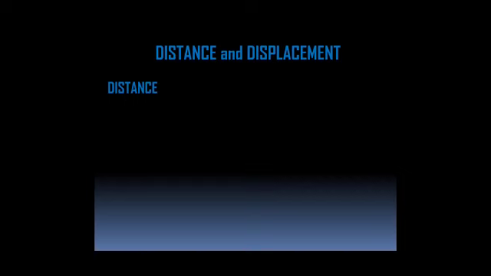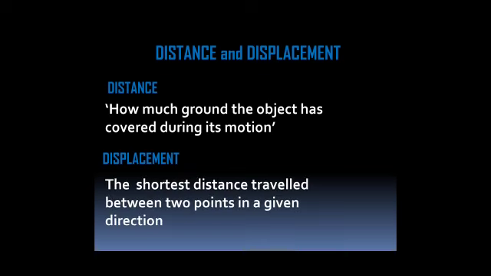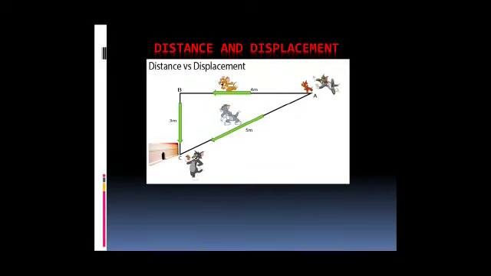Therefore, we can say that distance explains how much ground the object has covered during its motion. And displacement is the shortest distance travelled between 2 points in a given direction. Let us understand distance and displacement better. Consider this example.